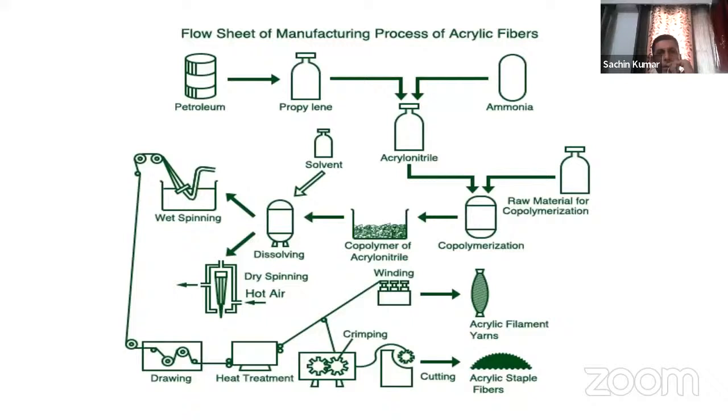We have propylene and ammonia, from which we can make acrylonitrile. Then after polymerization, we have a powder kind of material, which is dissolved in either DMF or DMSO, these kinds of solvents. After dissolving, we go through either wet spinning or dry spinning. In wet spinning, we use some solvent which coagulates the fibers. In dry spinning, we use hot air that evaporates the solvent and our fiber coagulates. This way we are producing this.